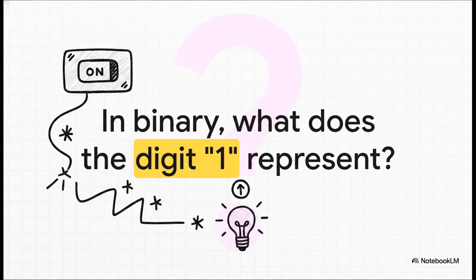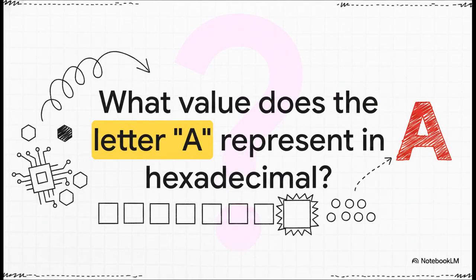Okay, question number 2. Thinking back to our trusty light switch, what does the digit 1 represent in binary? And the answer is on. It represents an active electrical signal, the switch being flipped on. And for our last question, what value does that letter A represent in the hexadecimal system? Think about it. After 9 comes A, so A represents the value 10. If you got that one, you are totally nailing this.